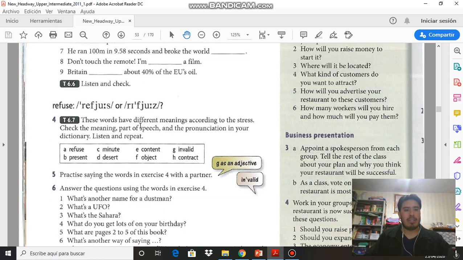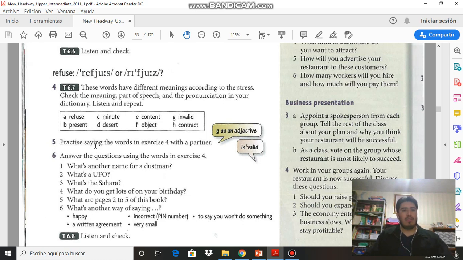Now, in the activity number 4, what we need to do is something very similar, but now we're going to include adjectives. It says, these words have different meanings according to the stress. Check the meaning, part of speech, and the pronunciation in your dictionary. Don't forget your dictionaries. Listen and repeat.